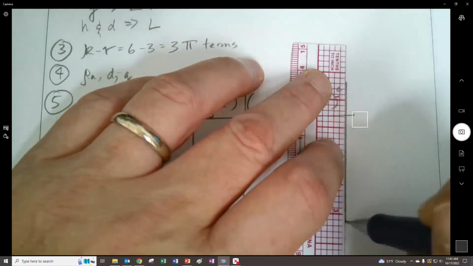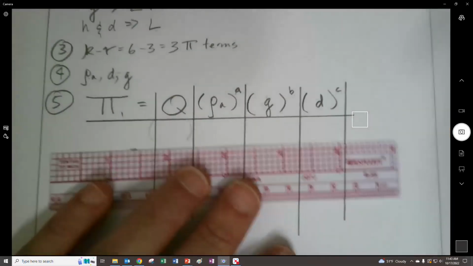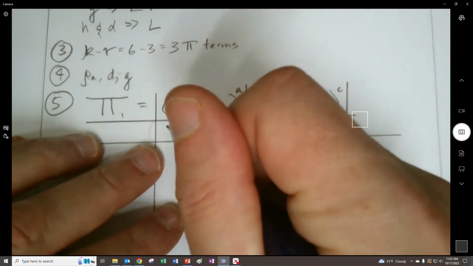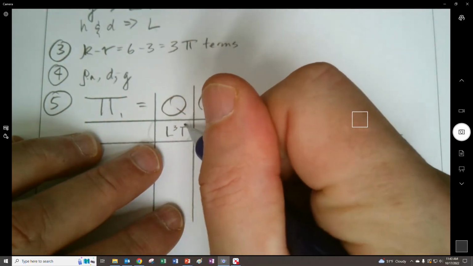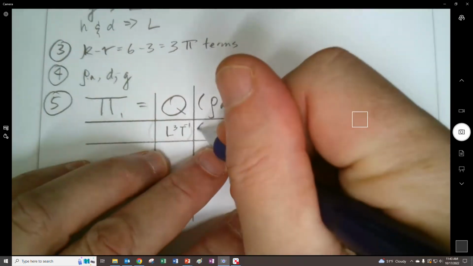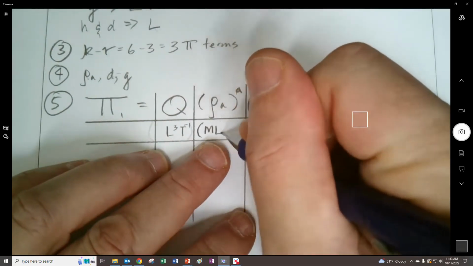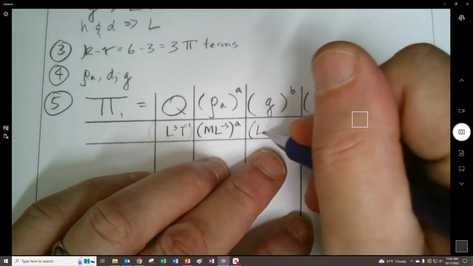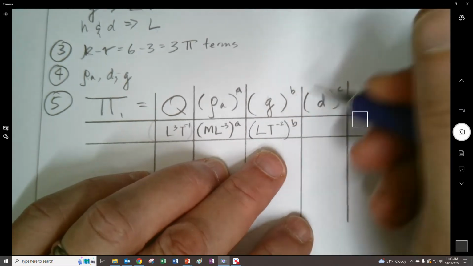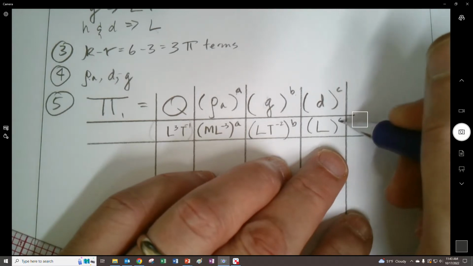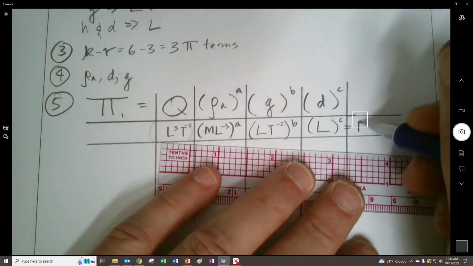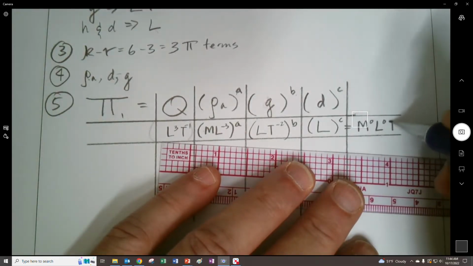I think I did this by hand in class, but the neatness counts, right? So I'm going to put a row underneath that, and I'll write up my L3 T minus 1. And then for here, I'm going to put my ML minus 3 to the A. Here I'll write my LT minus 2 to the B. And here I'll write my L to the C. Let me extend this further a little bit. And my goal is to get M to be 0, L to be 0, and T to be 0.